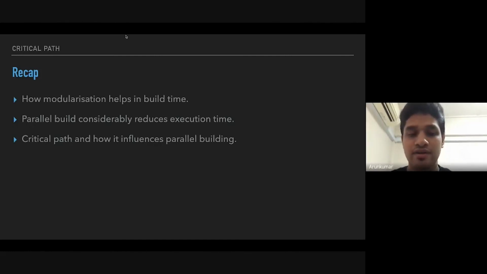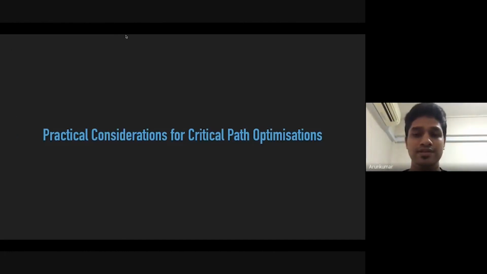And then, in order to improve parallel building, we defined a term called the critical path, and established that if you have a bad critical path, like the 5-minute shell script that I was talking about, your build is not going to get any faster than the critical path time. So this is what we have covered so far. This is a lot of theory. Now let's talk about the practical aspects of optimizing this critical path, right?